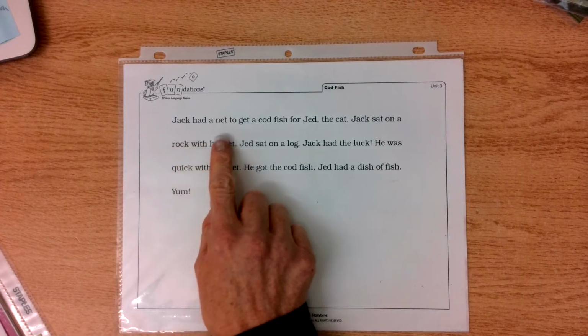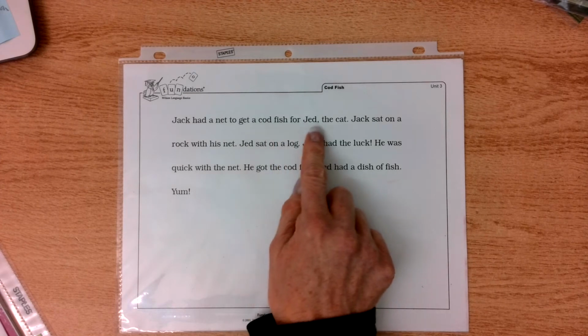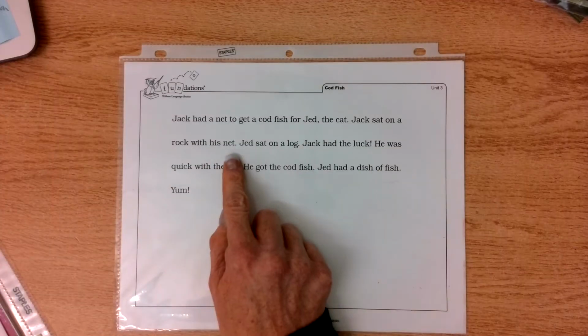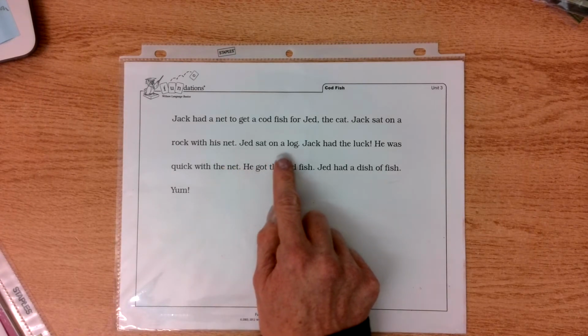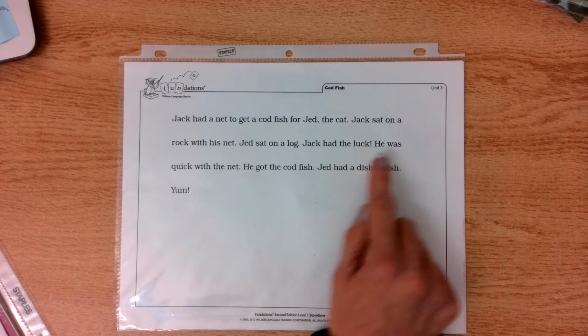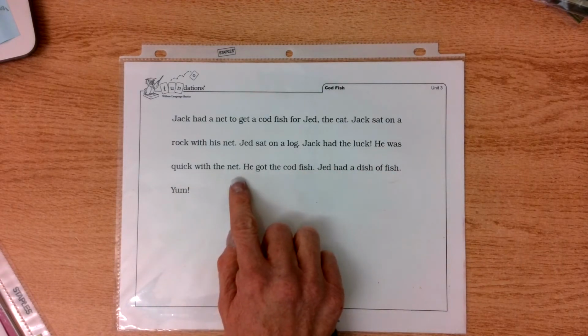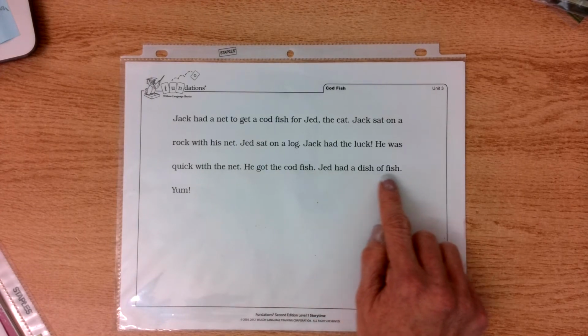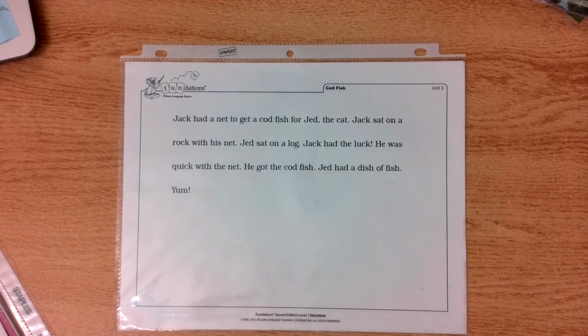Jack had a net to get a codfish for Jed the cat. Jack sat on a rock with his net. Jed sat on a log. Jack had the luck. He was quick with the net. He got the codfish. Jed had a dish of fish. Yum.